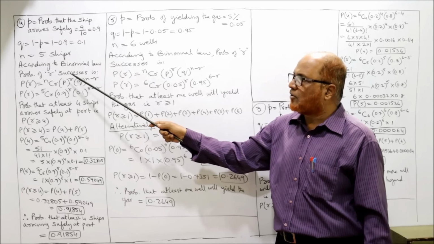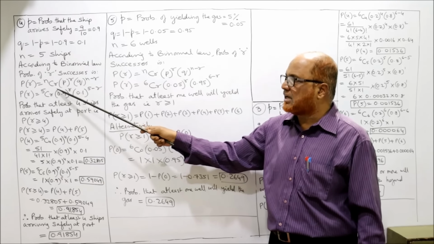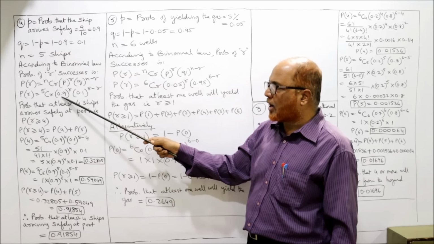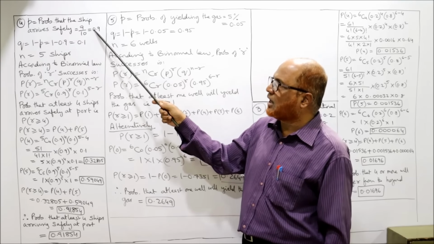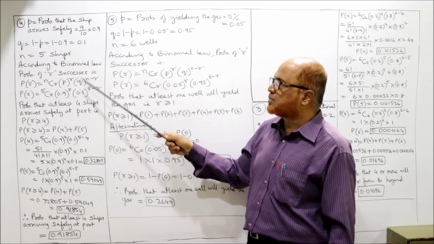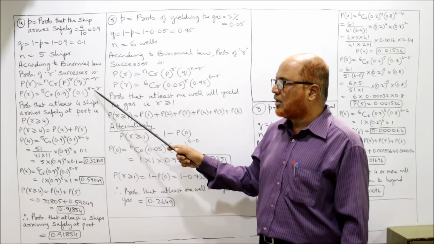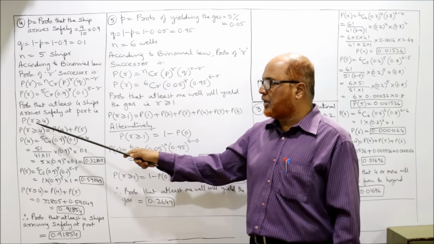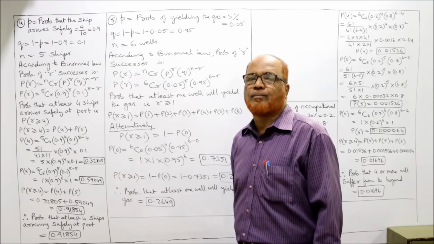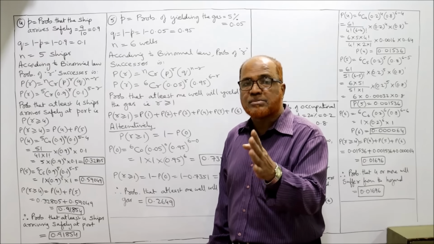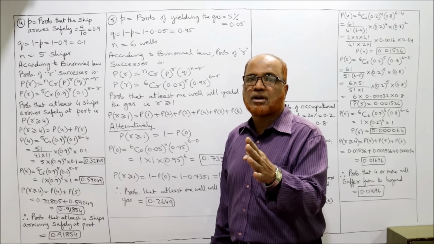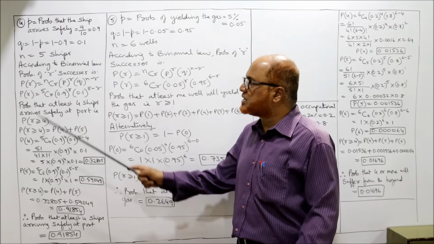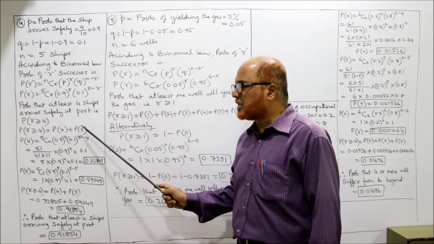According to the binomial law, P of R is NCR, P to the power of R, Q to the power of N minus R. So 5CR, 0.9 to the power of R, where 0.9 is P, and in place of Q, 0.1 to the power of 5 minus R. The probability that at least 4 ships will arrive safely is P of R greater than or equal to 4. At least 4 means 4 or 5. Maximum ships are 5 only. So P of 4 plus P of 5.